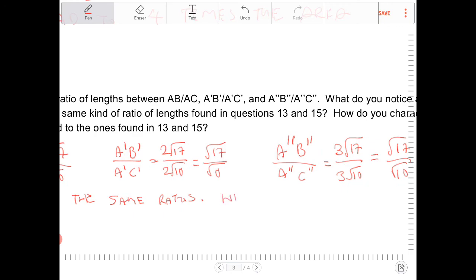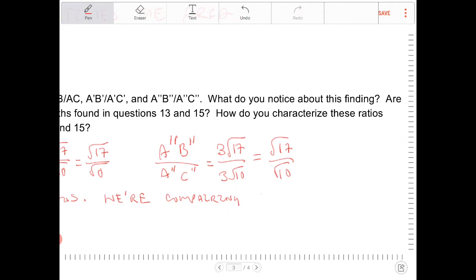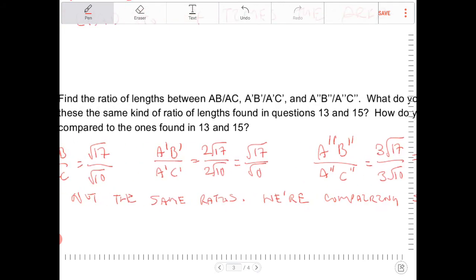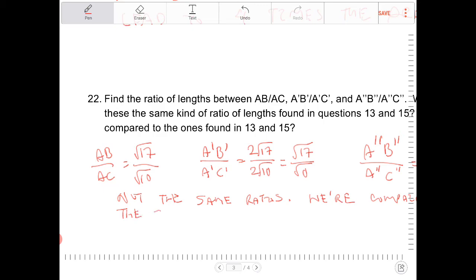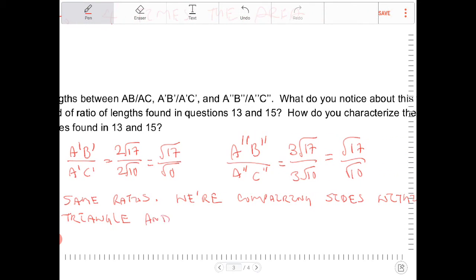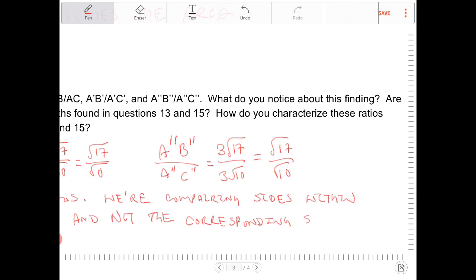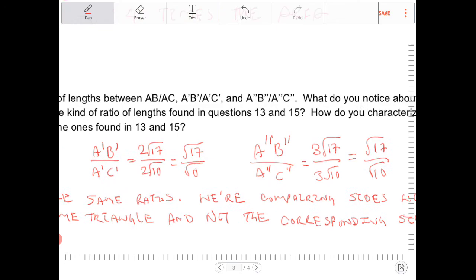We're comparing side lengths, sides within the triangle, the same triangle, and not the corresponding sides of two different triangles.